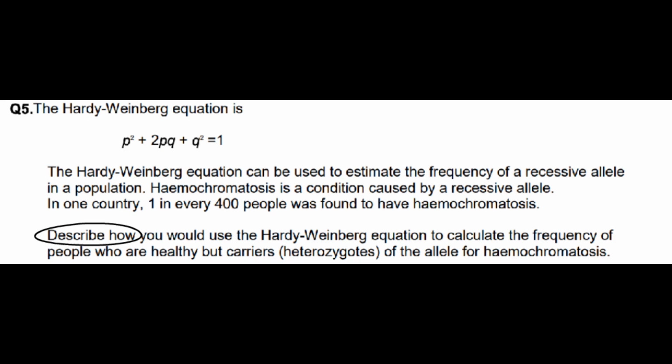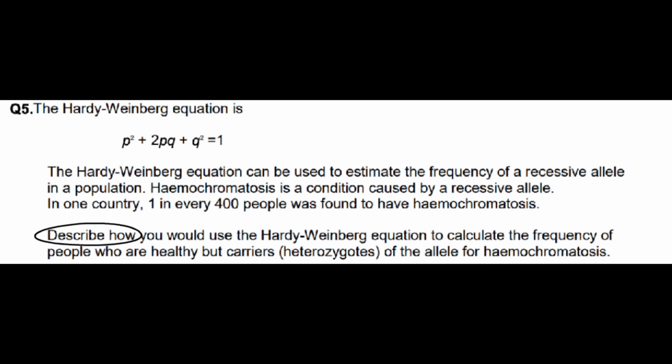You have to remember that describe and explain sometimes ask for different things. How would you use the Hardy Weinberg equation to calculate the frequency of people who are healthy but carriers, so heterozygotes of the allele for hemochromatosis? So you've got two things here. You've got a number, 1 in every 400 people have hemochromatosis, and you need to calculate the frequency of people who are healthy but carriers.